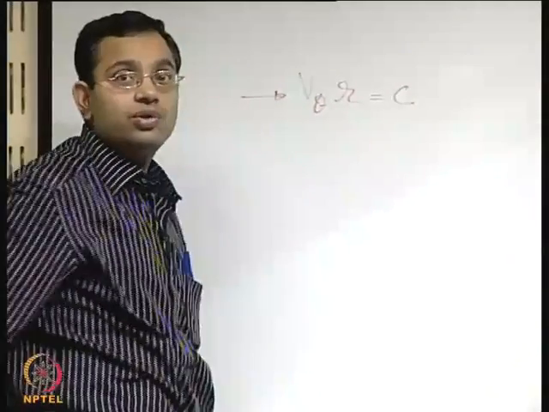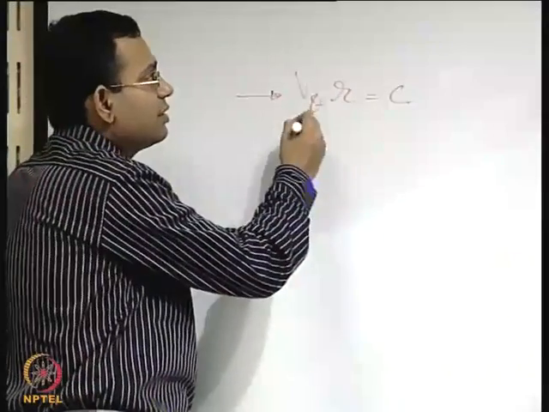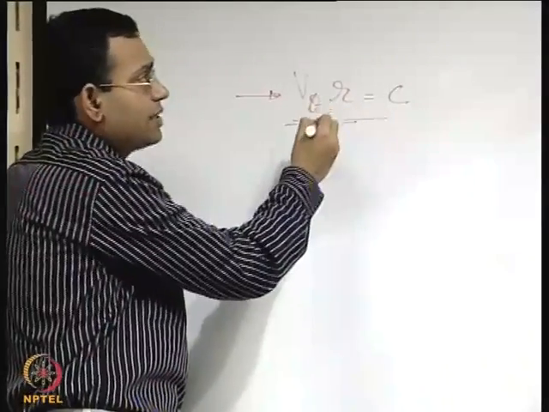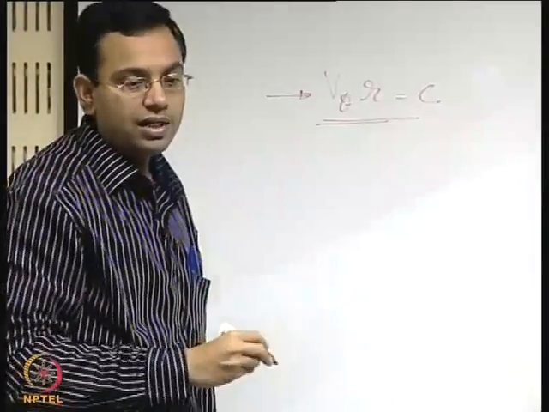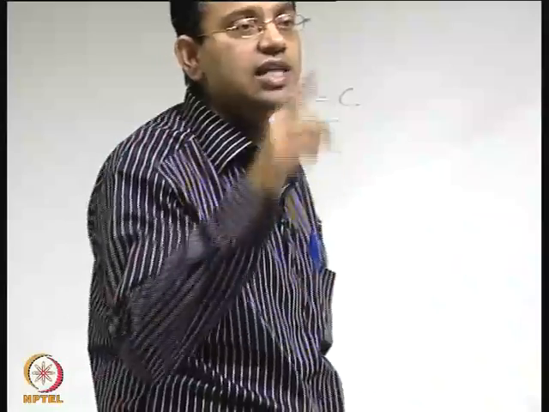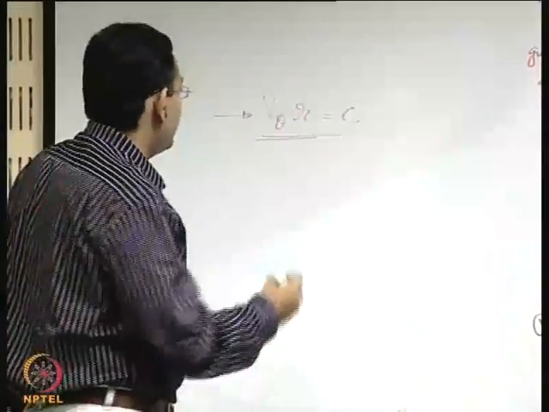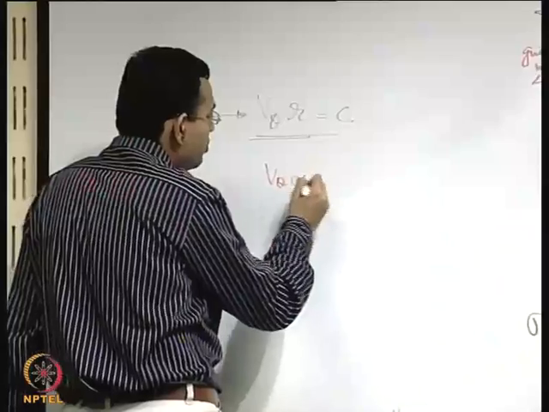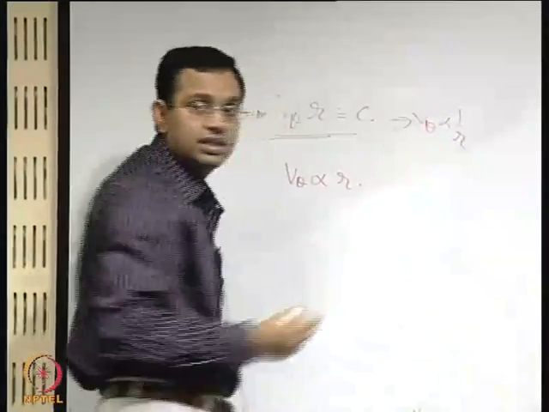Okay. So you have this V theta into R equal to a constant, that is when it is entering the flow passage. Now on top of that, you have to keep in mind that when it is entering the runner, you have V theta proportional to R. It is like V equal to omega R. So when it enters the runner, you should have V theta proportional to R. Here V theta is proportional to 1 by R before just entering the runner.